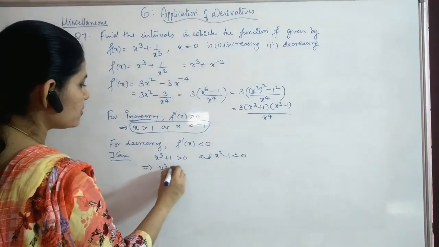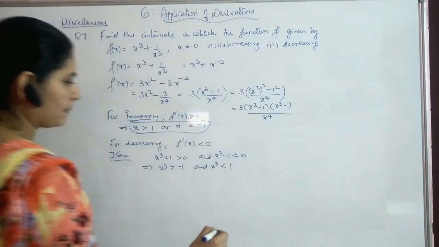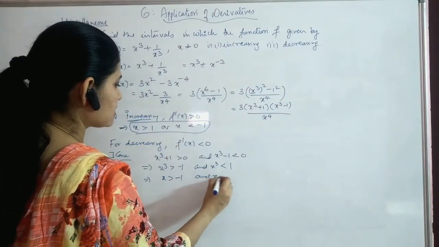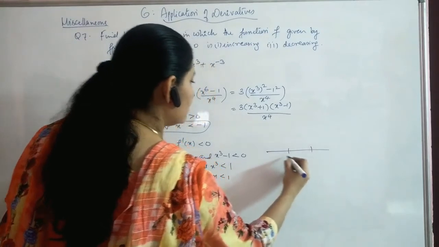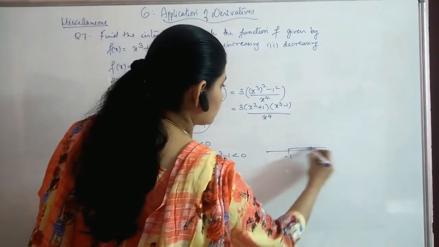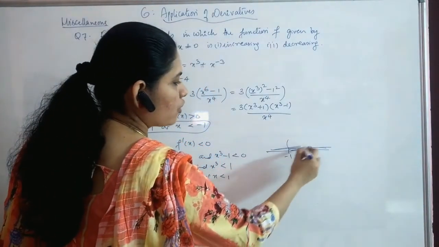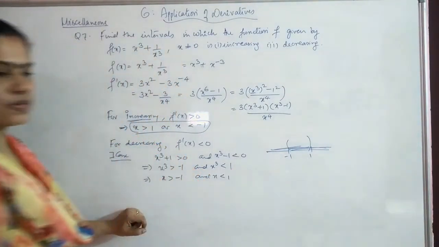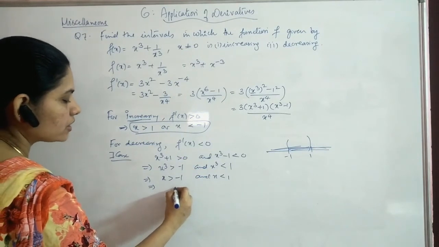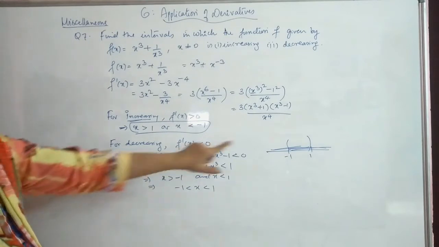This will give you x cube is greater than minus 1 and x cube less than 1, or x is greater than minus 1 and x is less than 1. You just go for the number line: minus 1, 1. x is greater than minus 1 means this part, and x is less than 1 means this part. So you will have a common part which is in between minus 1 and 1. Combining these two, x is lying between minus 1 and 1.